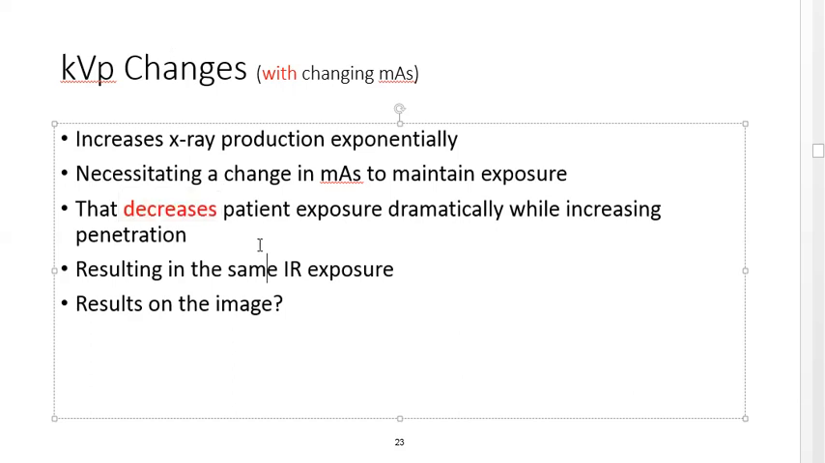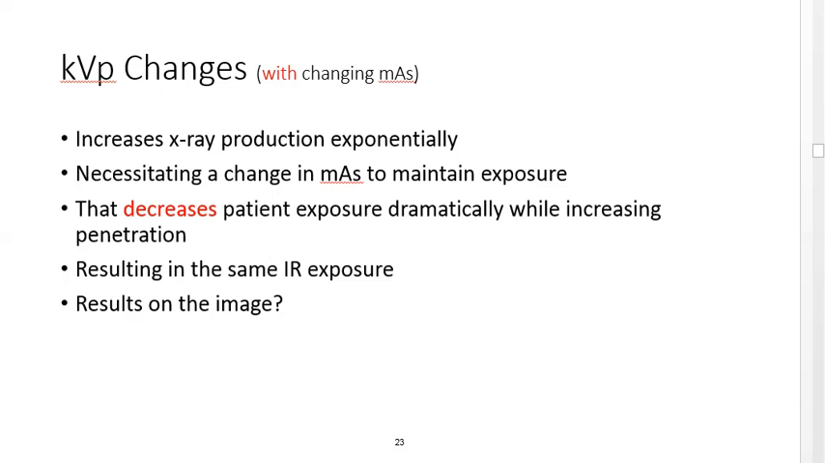All right, so with increased kVp, what we get is an increase in X-ray production, and that's exponential. So in order to maintain our image receptor exposure, we need to reduce our mAs. So if we increase our kVp by 15%, then what we're going to have to do is reduce our mAs by half. In that, we decrease patient exposure fairly dramatically while increasing penetration. So the result is the same image receptor exposure.